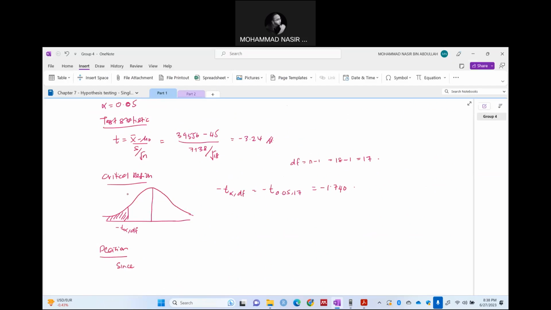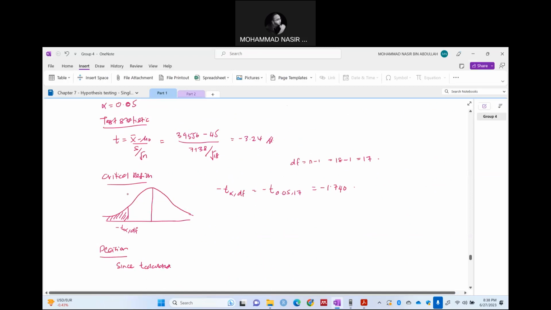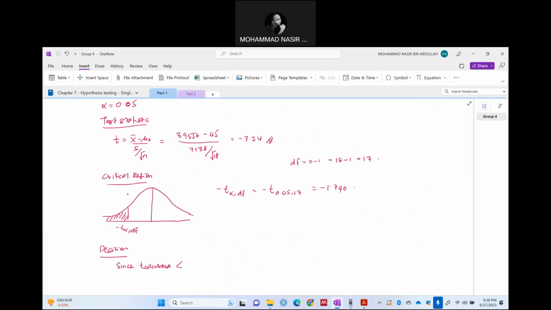since t calculated is less than, right, less than negative t alpha with degrees of freedom, the null hypothesis is rejected. To understand this, we just need to take this one, negative 3.2. It lies inside the rejection area, right? So we reject the null hypothesis.